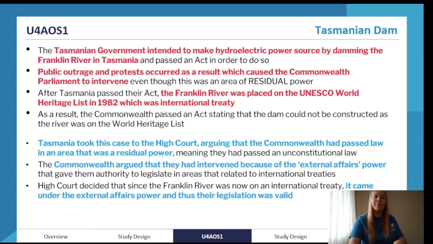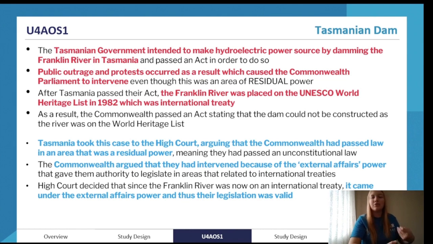So after Tasmania passed their act, despite the outrage, the Franklin River was placed on the UNESCO World Heritage List in 1982, and this was also an international treaty. So it was determined to be a protected area on the heritage list, and an international treaty to protect, of course, World Heritage items in the respective countries.